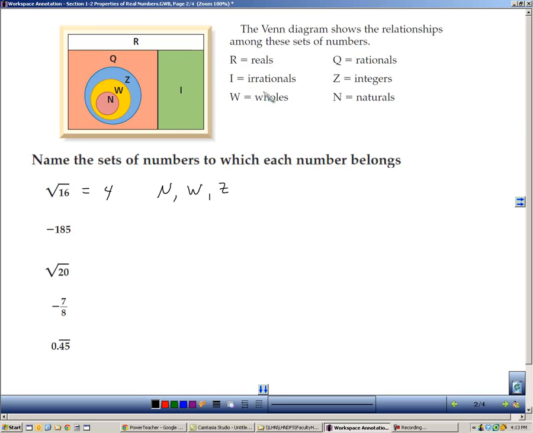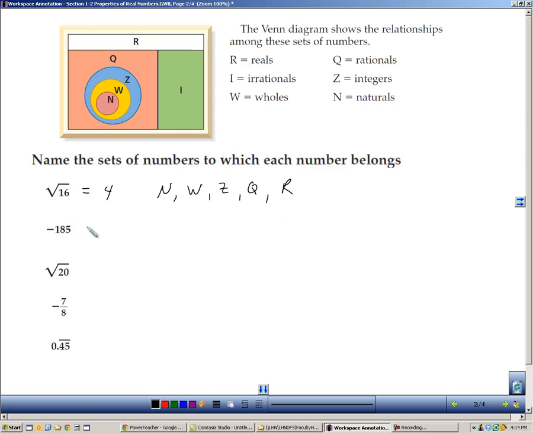It's not irrational because it's rational. It can be written as a fraction. I could write this as 4/1. So therefore it's a fraction. It's a rational number. And then it's also included in the real numbers. So the number 4 belongs to all 5 of those sets, and we list them by using the capital letters here.